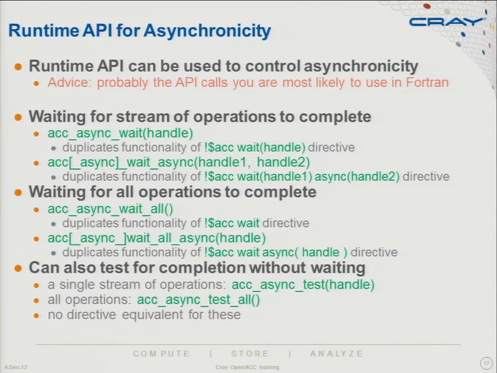The only thing that you can do with the API that you can't easily do with directives is to test whether a stream of tasks has finished. There's no directive to test for it. So you can use the runtime API to do a test to see, has it finished? And if no, I'll go and do something else. You can mock it up. You know, you can have a spinning loop. And you can do that, but it is about the only case where that's something you can do with the API that you couldn't do with a directive.